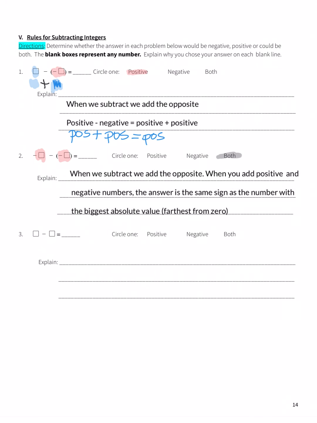Okay? So when we subtract, we add the opposite. When you add positive and negative numbers, the answer is the same sign as the number with the biggest absolute value. And in case you forgot what that means, that's the number that's farthest from zero.